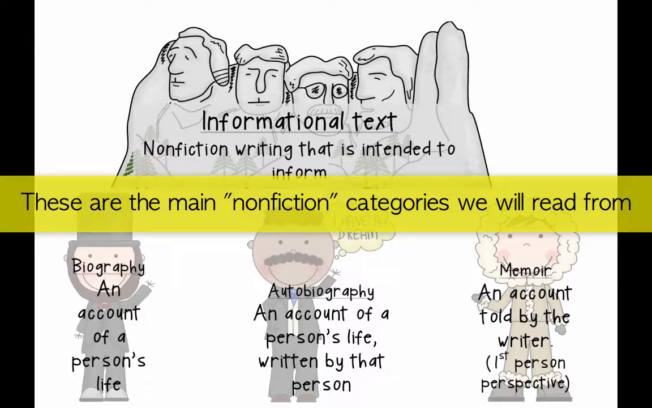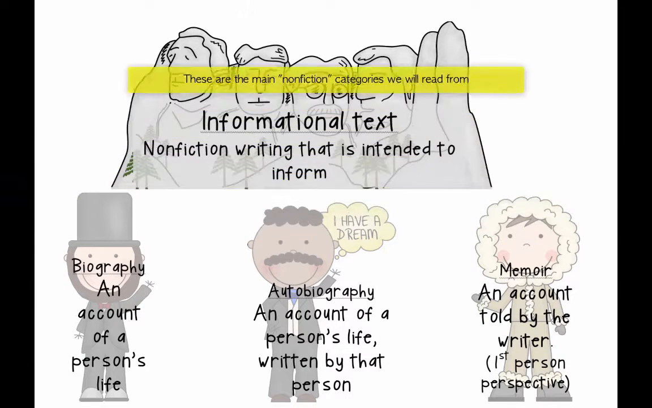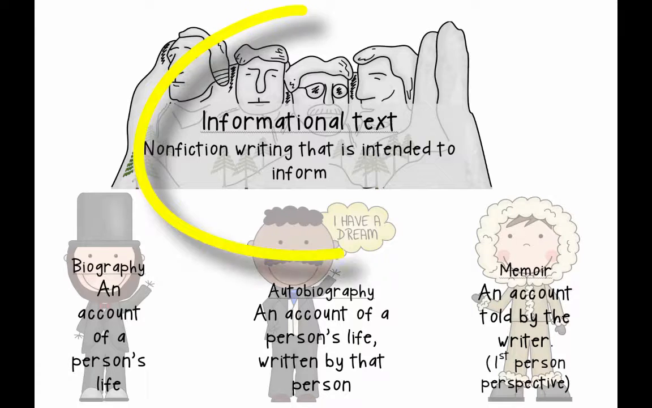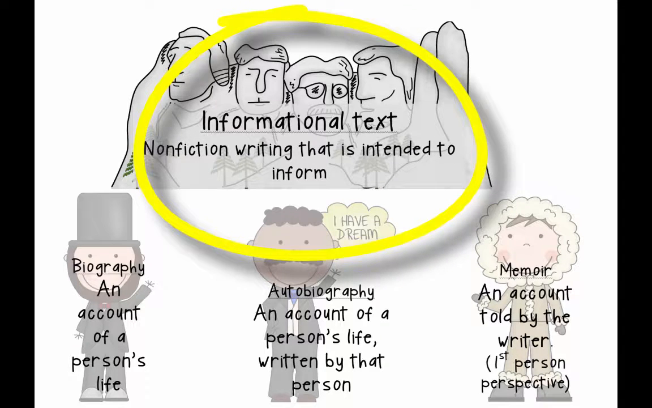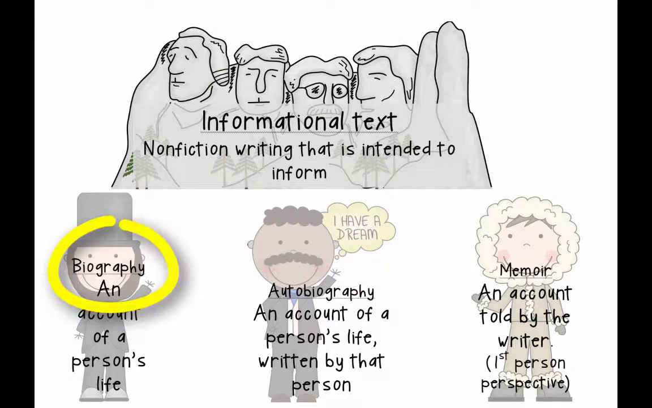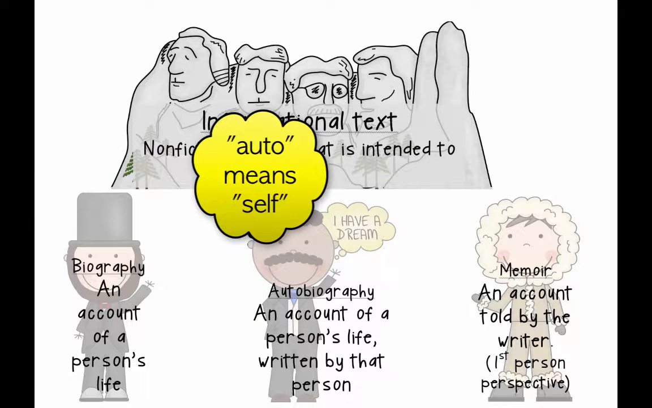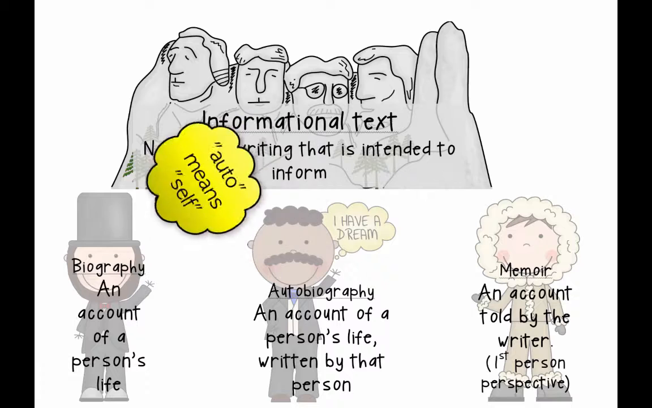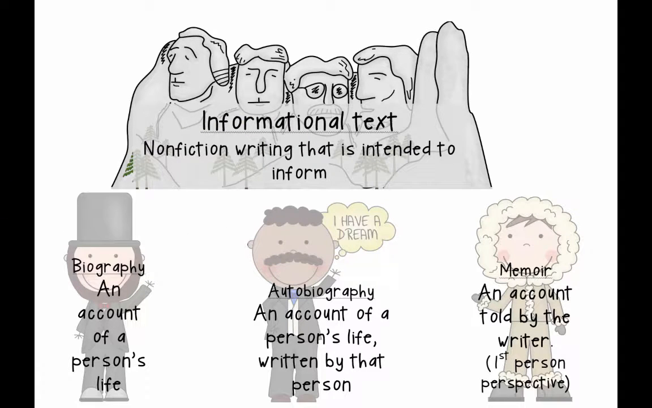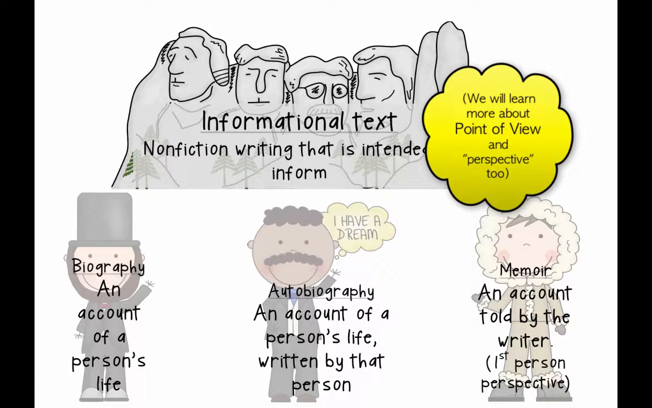Now, when we think of our nonfiction texts, the major categories or genres that we'll look at are informational texts, which is intended to inform, biographies, which are accounts of a person's life, and autobiographies, which are very similar in that they're an account of a person's life, but an autobiography, auto meaning self, is written by that particular person. And then we will also examine memoirs. Memoirs are accounts told by the writer themselves, usually written in that first-person point of view.